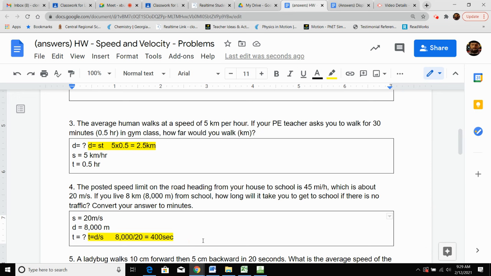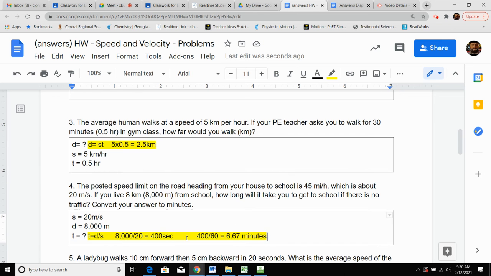Right, so how many seconds are in 1 minute? 60. So if I said, hey, I have 400 seconds, and every 60 seconds is 1 minute, I would do 400 divided by 60. And that's going to equal 6.6 repeating, so we'll call it 6.67 minutes. Cool? Cool.